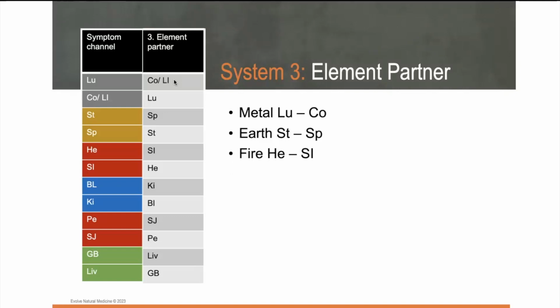Spleen balances stomach balances spleen. Small intestine balances heart balances small intestine. So they cross over, so it's reversible. When we're looking at water, pretty obvious, bladder and kidney. We're looking at what I call fire 2, is pericardium and sanjiao. And then we're looking at wood, liver and gallbladder. So pretty straightforward element partner. System 3, not a hard one to get your head around.